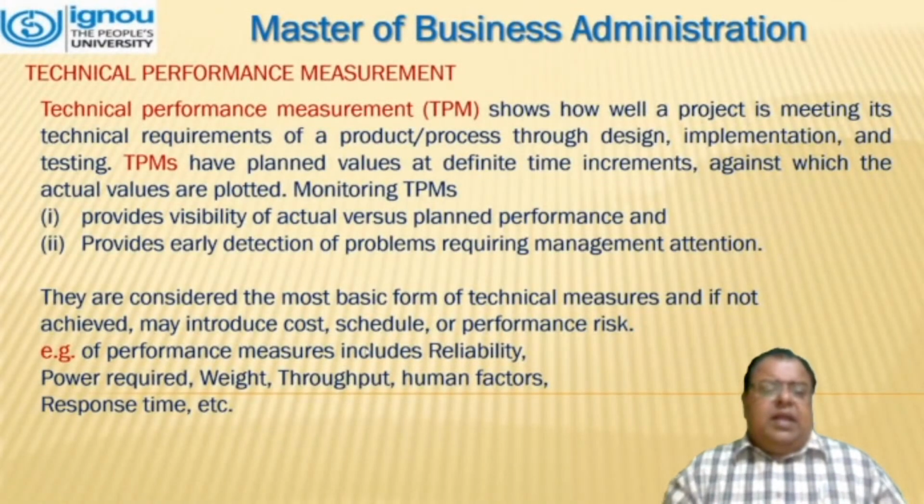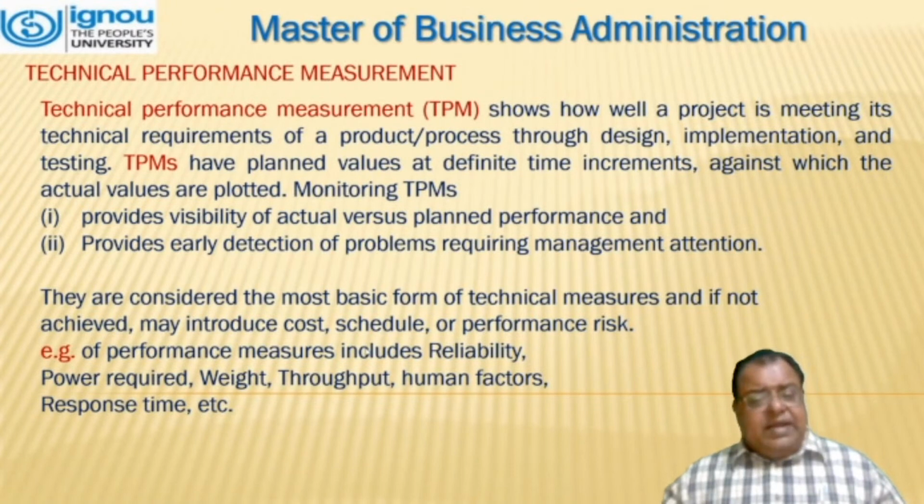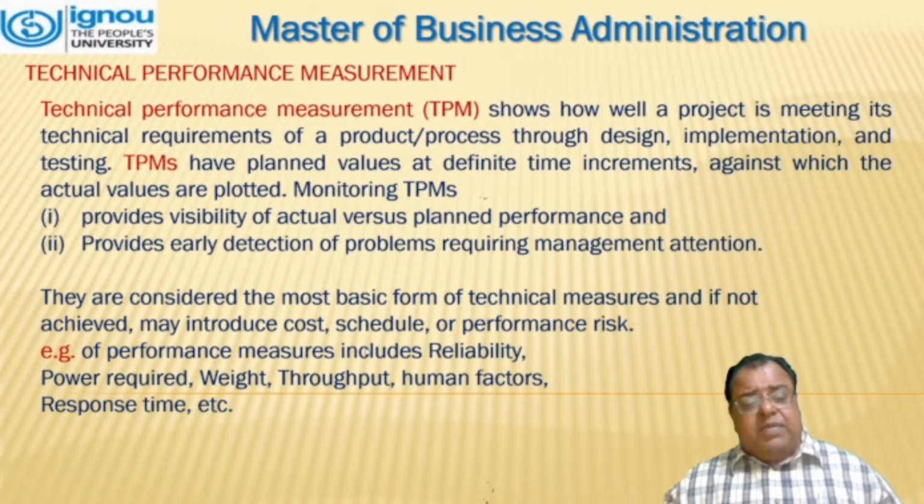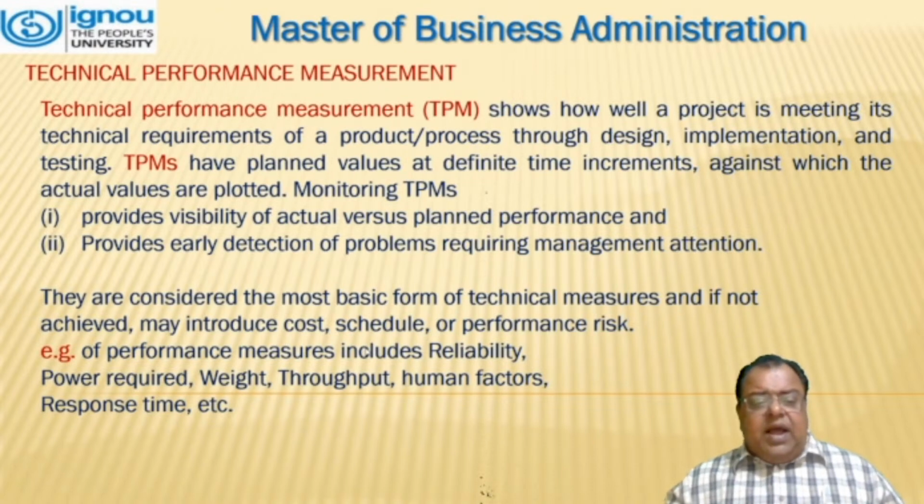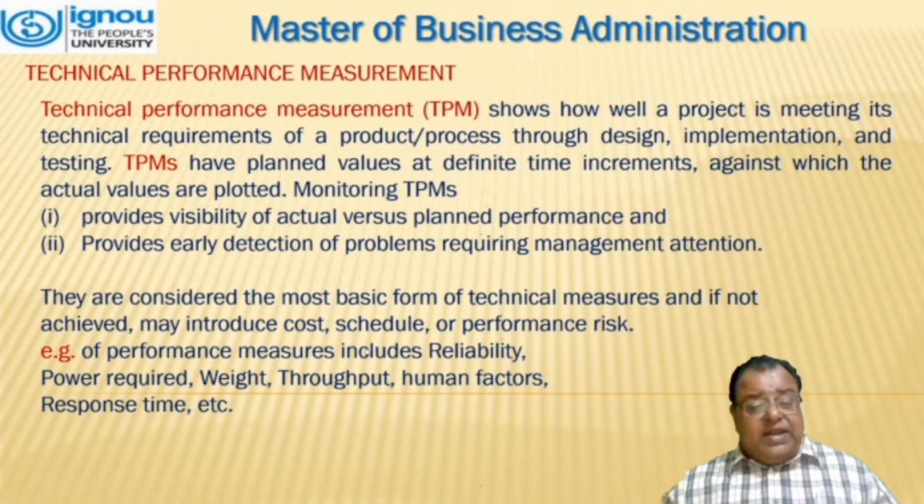implementation and testing. TPM has planned value and definite time increments against which the actual values are plotted. Monitoring TPM, it provides visibility of actual versus planned performance, and it also provides early detection of problems requiring management attention. These are considered the most basic forms of technical measures, and if not achieved, may introduce cost, schedule, or performance risk.